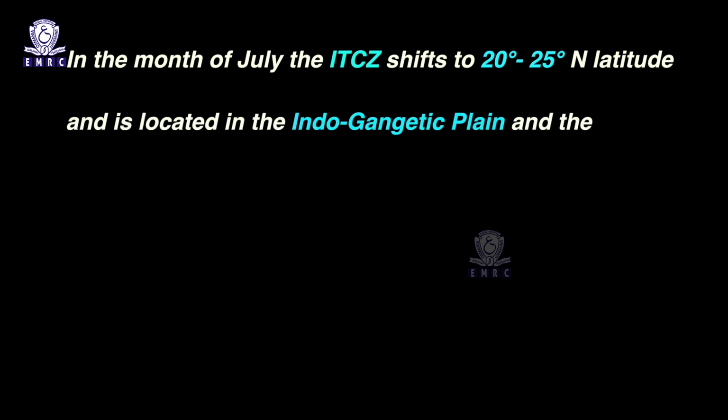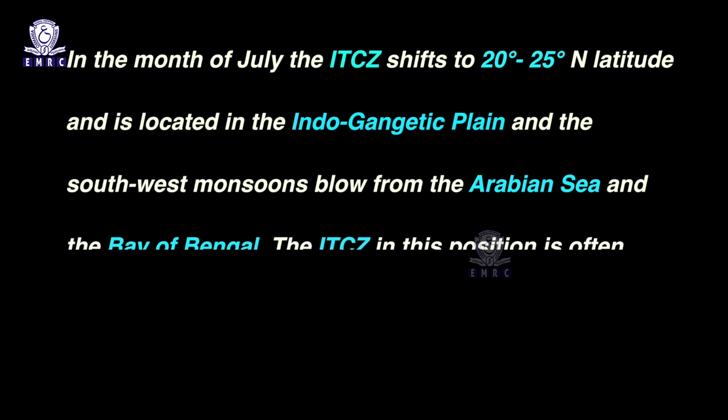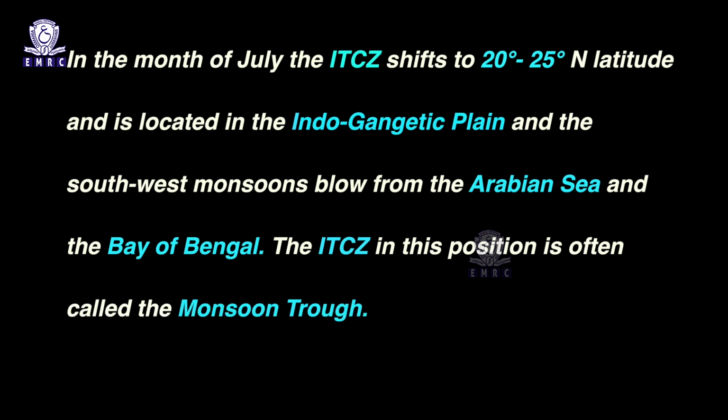In the month of July, the ITCZ shifts to 20 to 25 degrees north latitude and is located in the Indo-Gangetic plain, and the southwest monsoons blow from the Arabian Sea and the Bay of Bengal. The ITCZ in this position is often called the monsoon trough.